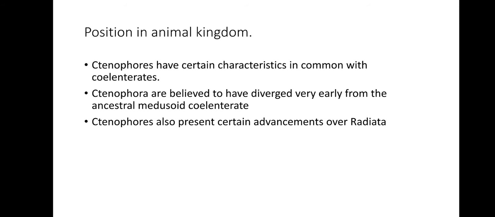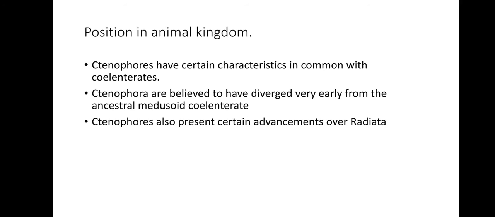So, based on whatever is available for us, we can say that they might have diverged from the medusoid ancestral forms of medusoid coelenterate. Presence of statocyst can be one such evidence. In addition to having some common features with the coelenterata, these ctenophores also have some additional features, advanced features over radiata.